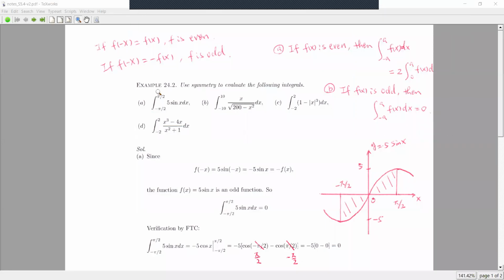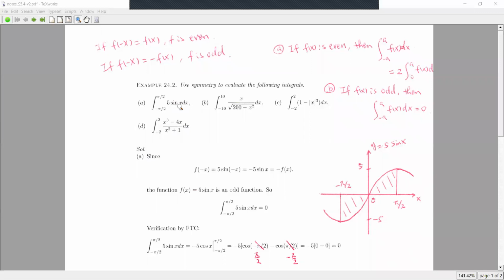Here is one example about integrating even and odd functions. Use symmetry to evaluate the following integrals. We have 4 integrals to evaluate. Consider this integral first. The function in this integral is 5 sine of x.